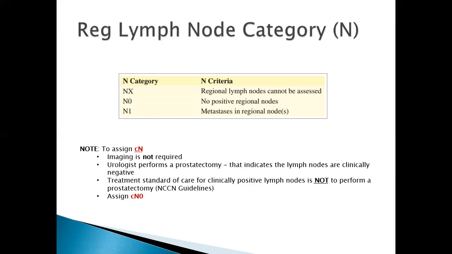Then we have regional lymph nodes category, okay? So the clinical and the pathological lymph node category is the same table, so that's good, okay? There's NX, regional lymph nodes cannot be assessed, okay? And N0, no regional lymph nodes are positive. And N1, there's 1 or more regional lymph nodes that are positive. So lymph node category for prostate is very easy, positive or not, all right?